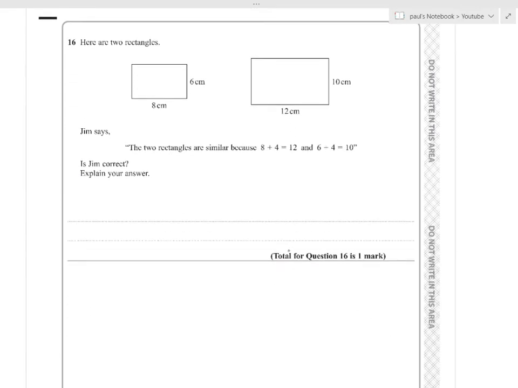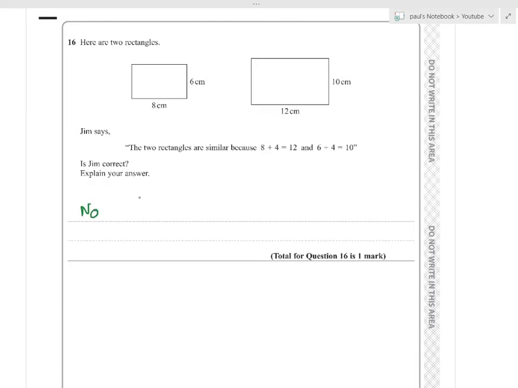Here's 2 rectangles. Oh, the 2 rectangles are similar because 8 plus 4 equals 12, and 6 plus 4 equals 10. 8 plus 4, where are you getting that from? 8 plus 4 is 12, and 6 plus 4 is 10. I don't know where he's getting that from. He can't be right, can he?